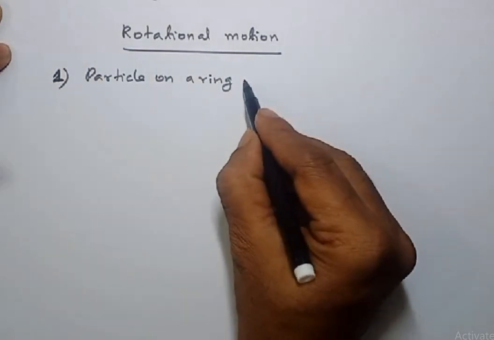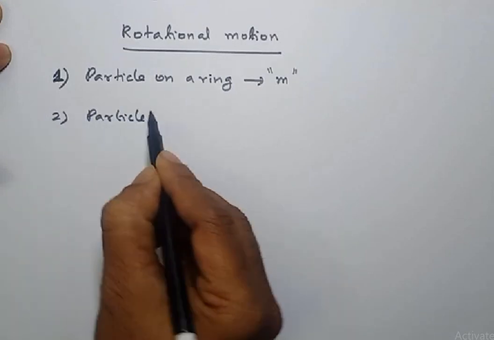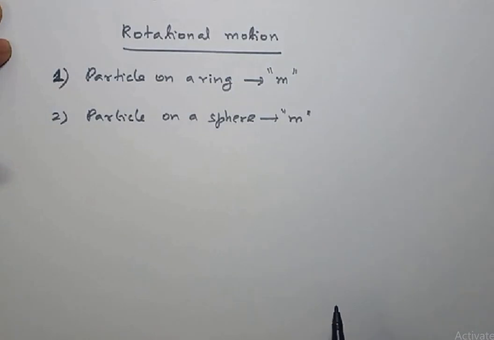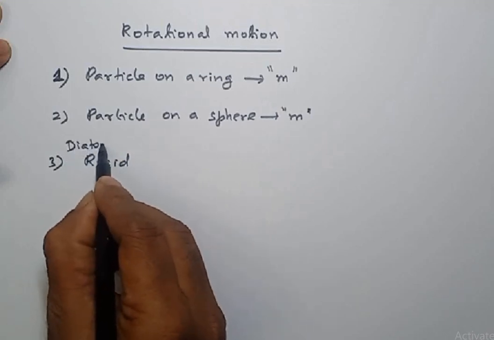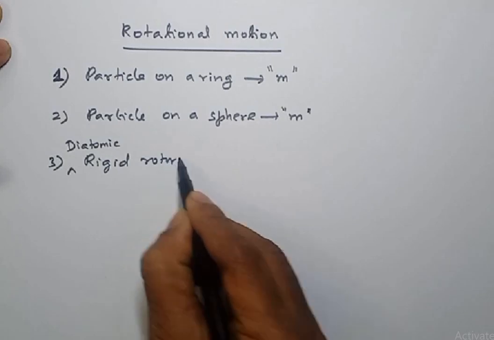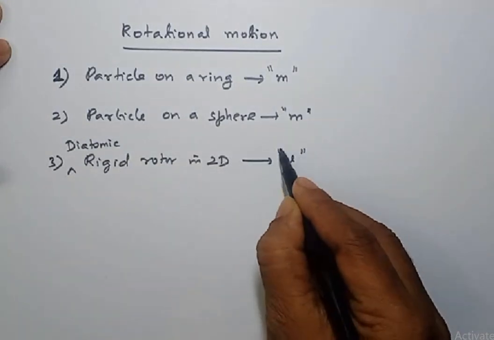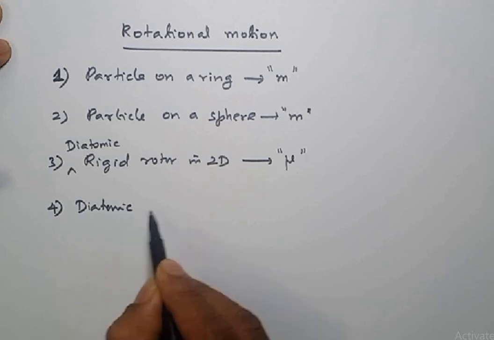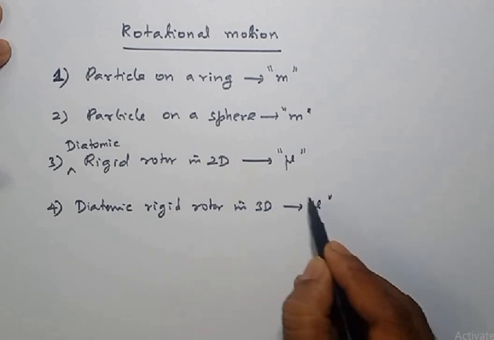Here mass of the particle should be given as m. Number 2, particle on a sphere. Here mass of the particle is given as m. Then number 3, rigid rotor. I'll take specifically diatomic rigid rotor, which means the diatomic molecule behaves as a rigid rotor, in 2 dimension. If rotation occurs in 2 dimension, then you should put mass as reduced mass. Number 4, rigid diatomic rotor in 3 dimension. Here also you must put mass as reduced mass.